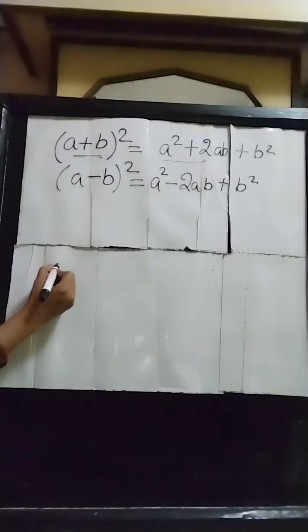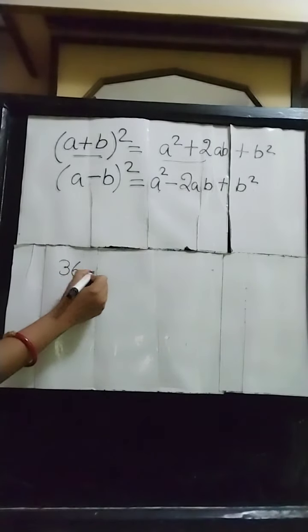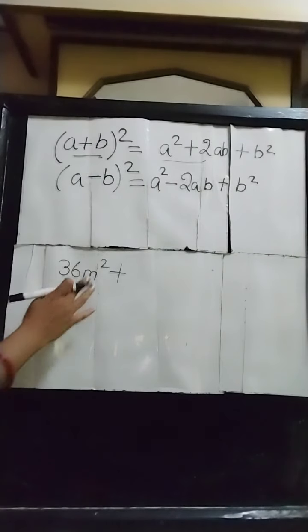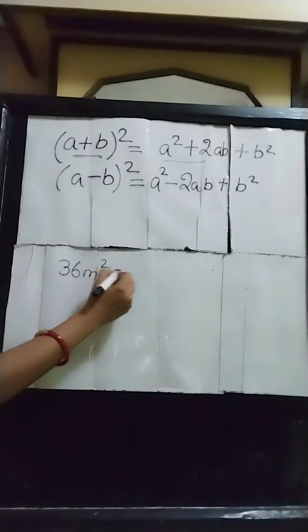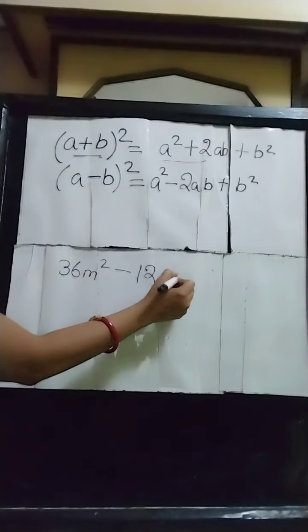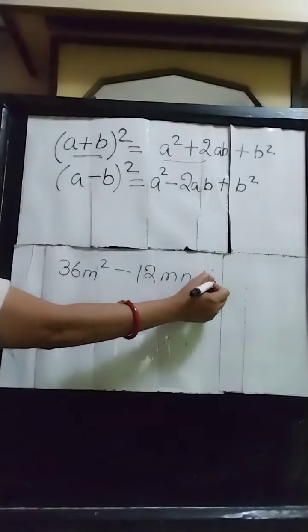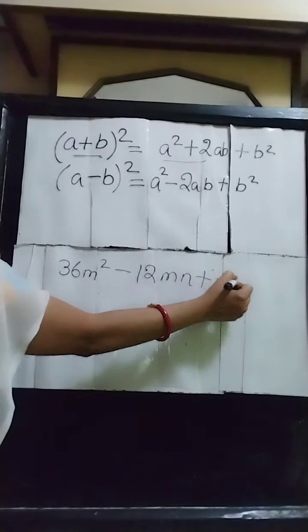Suppose it is given to you: express as a perfect square 36m square minus 12mn plus n square. This is given to you.